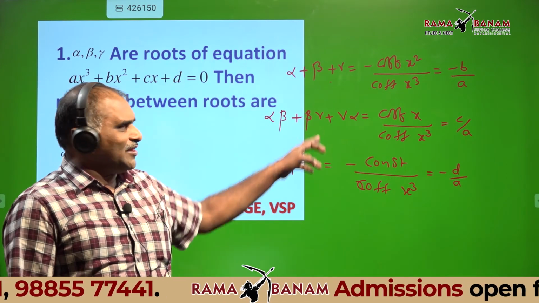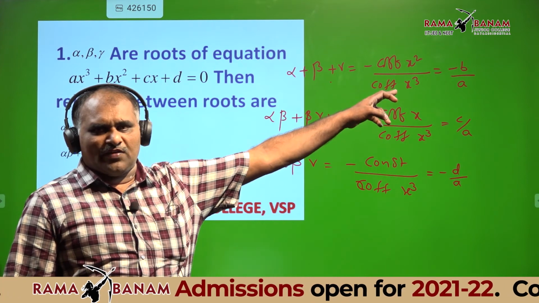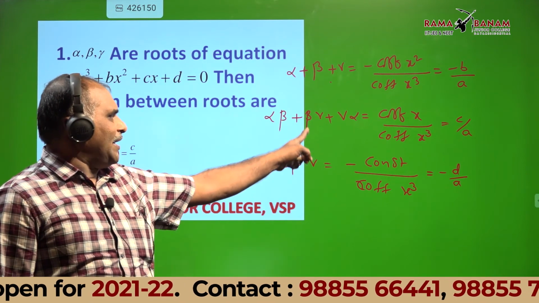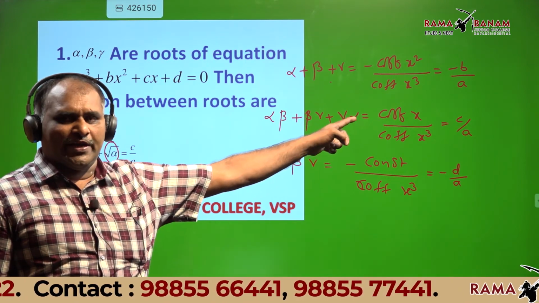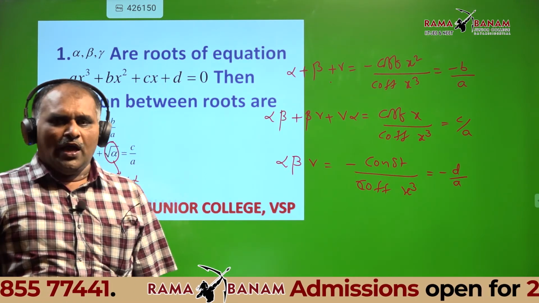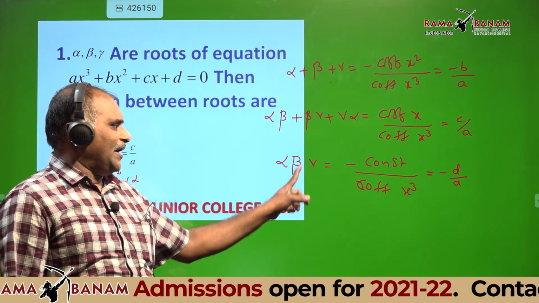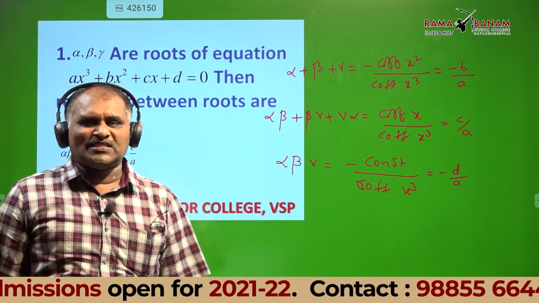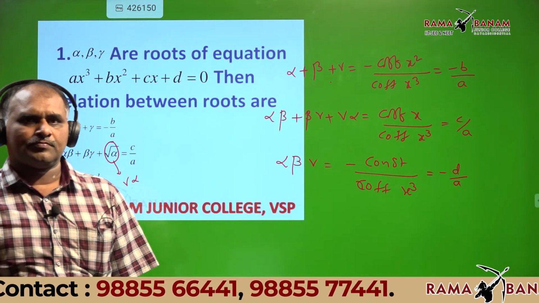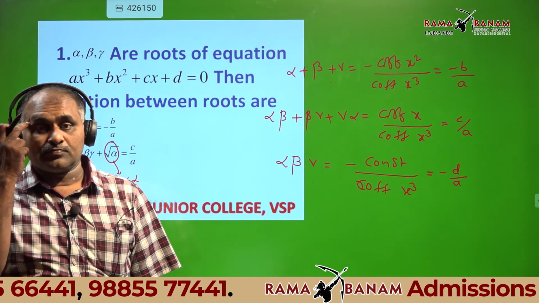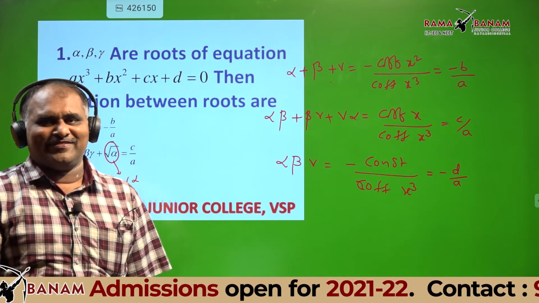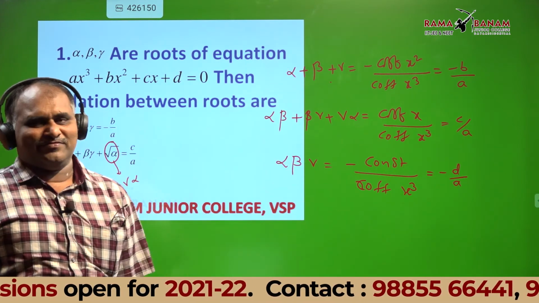Note down clearly like this: minus coefficient of x square by coefficient of x cube; alpha beta, beta gamma, gamma alpha addition, coefficient of x divided by coefficient of x cube; again alpha into beta into gamma, minus constant term divided by coefficient of x cube. Those results I have only written here. You can copy this.